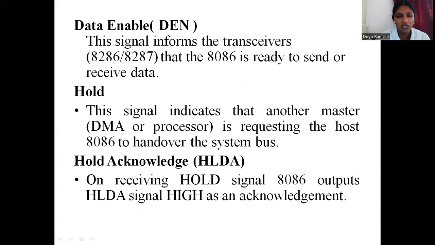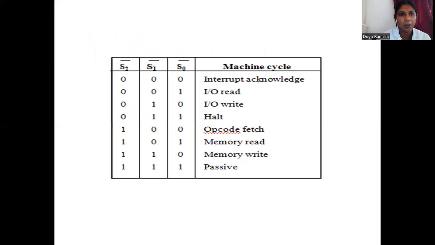Next one is your hold signal. Whenever you are using DMA, DMA is nothing but direct memory access, you access the data directly from the memory rather than through your internal buses. While doing that process, this HOLD pin and the HLDA pin will be used, similar to INT and INTA. As I said earlier, INT and INTA are the interrupt request and interrupt acknowledgement signals. So the hold and hold acknowledgement signals work the same as those pins.